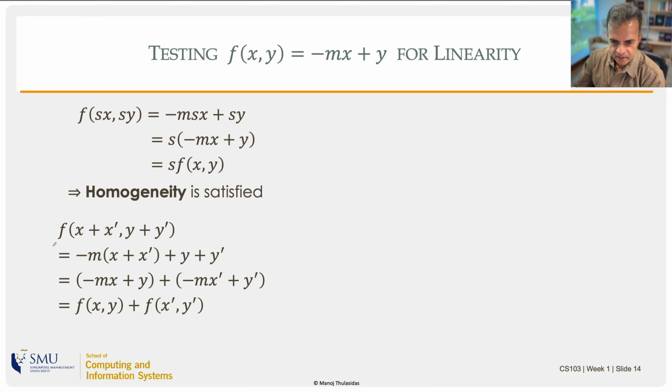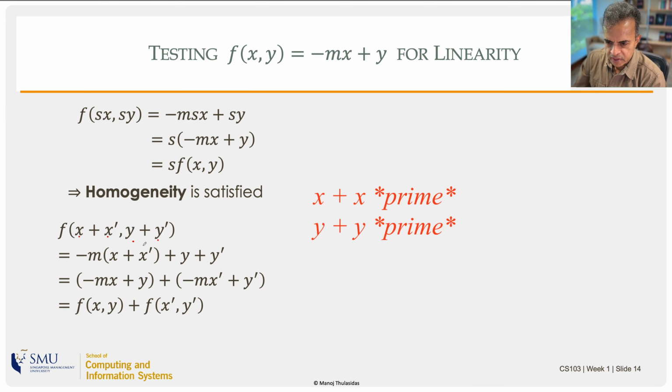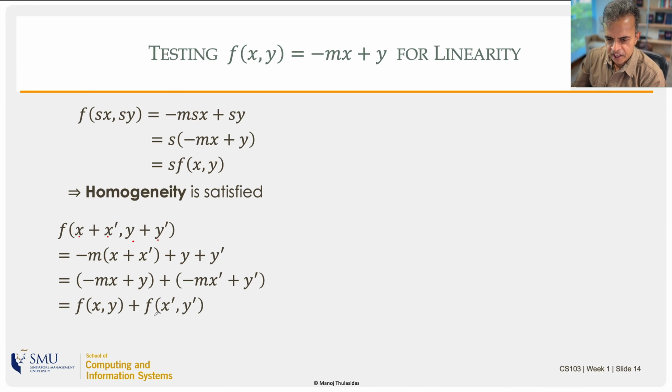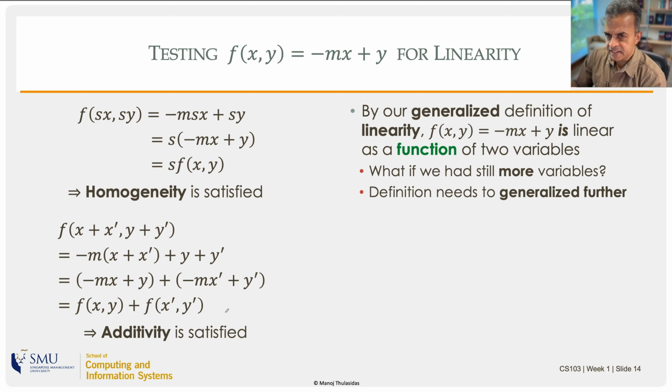Similarly, I can take x plus x1, y plus y1 and do a little bit of algebra there, and then you will see that the additivity condition also is satisfied. So by my extended generalized definition of linearity, this function of two variables is actually linear. So as a function of two variables, this guy is indeed linear. But as a function of one variable, mx plus c is not linear. So there's no contradiction here. It's just the context. One is one variable, the other one is two variables.